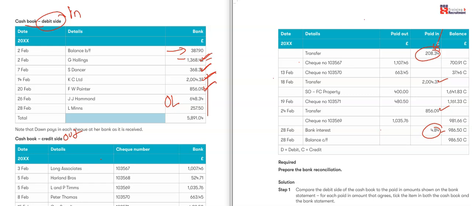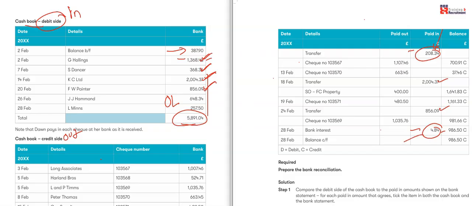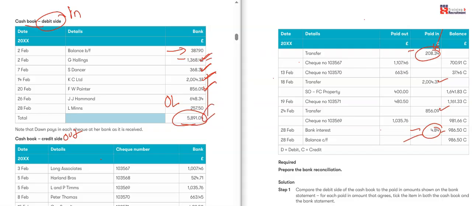How about the unticked items like 208 in the bank statement, not in the cash book? You need to update your cash book, isn't it? Paid in, money received, a couple of receipts. Do you agree that this cash book balance is not updated? Yes, you need to put these two items into the cash book. It will be updated. Can we go to the credit side?